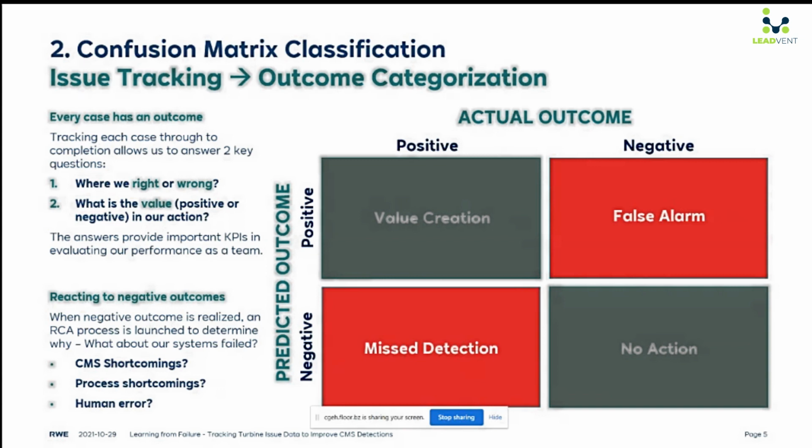So with this, it allows us to answer two key questions. Were we right or wrong in our prediction? And what was the value, positive or negative, in our action or inaction? These answers provide important KPIs in evaluating our performance as a team. Value in particular is critical, as you can really identify where you can make the most impact. You can't manage it if you don't measure it.